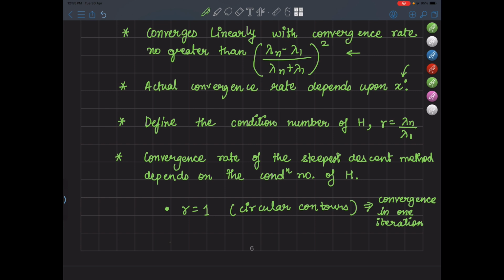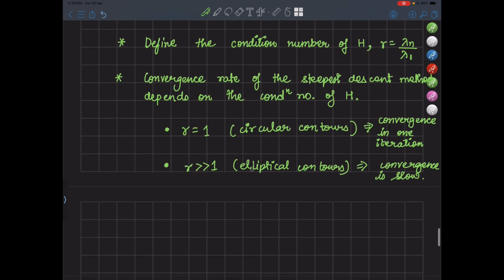All right. But what if R is very, very much greater than 1? It is not close to 1, it is really large. We have highly elliptical contours, and convergence is really slow. And this is the observation that we got in the examples that we looked at in the last lecture, right? If we have circular contours, steepest descent just converges in one step, but if we have highly elliptical contours, it takes a lot of steps. It is highly slow. So this is the reason why that happens.